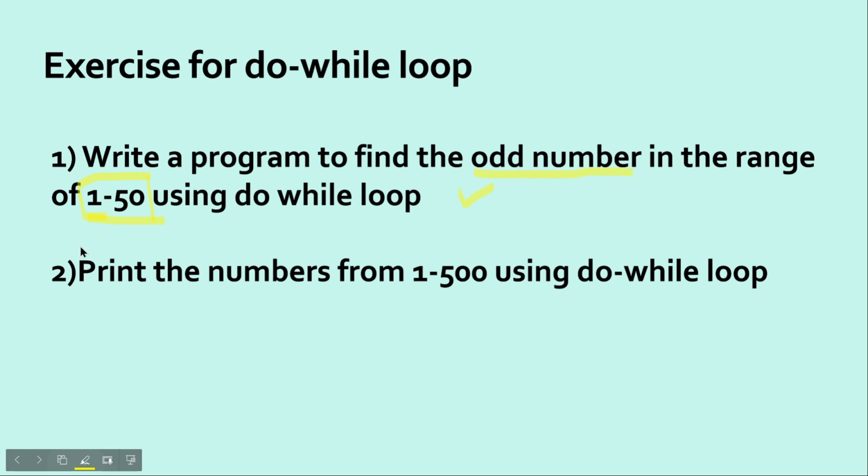The second program is to just print the numbers from 1 to 500. Here also the range is changed, and according to the range you need to decide the initial value and the condition. I will give the answers to these in the description section also. So if you are not able to complete these programs, you can refer to them from there.